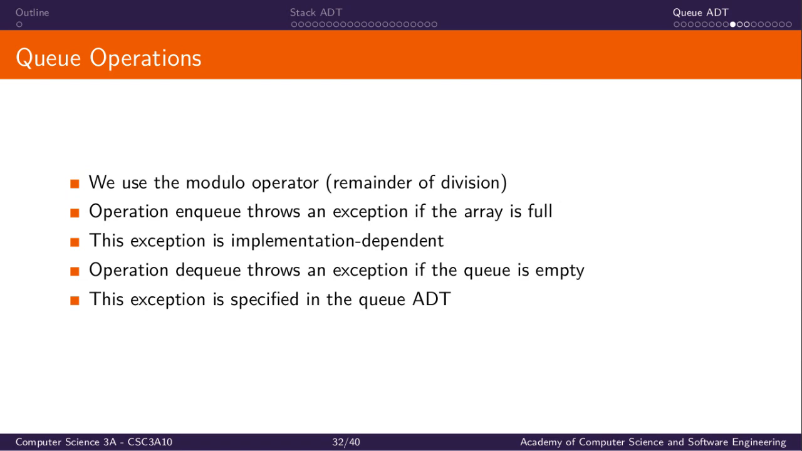So our queue operations, these have to be done, if we're using an array, using modular arithmetic to make sure that when we get to the end of our array, we actually wrap around and go back to the beginning of it. Our operation enqueue can throw an exception if our array is full, and that exception will be implementation dependent. The operation dequeue can throw an exception if our queue is empty, and this exception is specified by the QADT, because that can happen regardless of implementation.